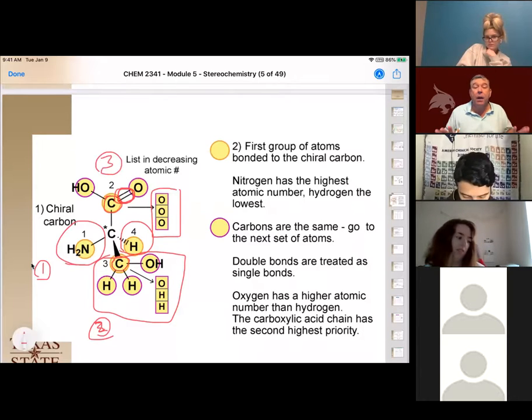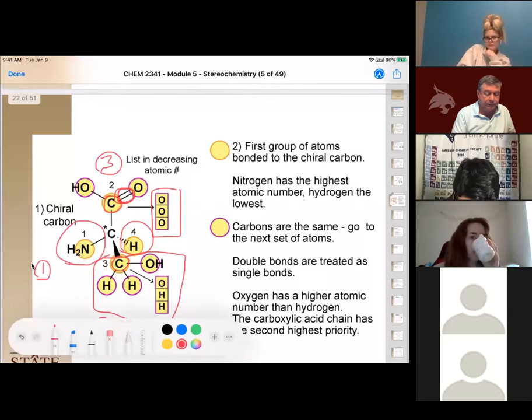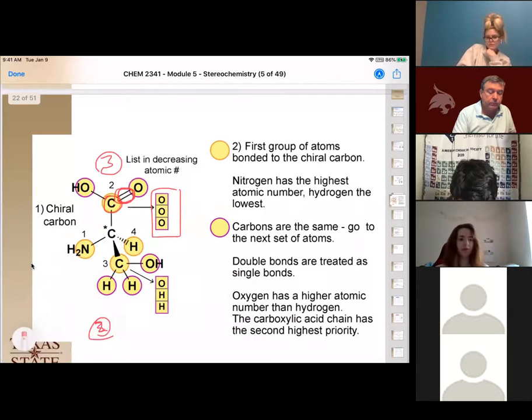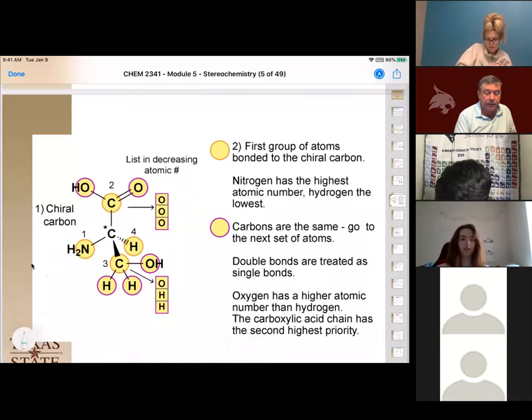Okay. So now we have our priorities. Now we can actually measure R and S. Now, we're really fortunate here because the way it's drawn, our hydrogen is already facing back. So we have our 1, our 2, and our 3. And so that's going in a clockwise fashion, which means this is the R isomer.